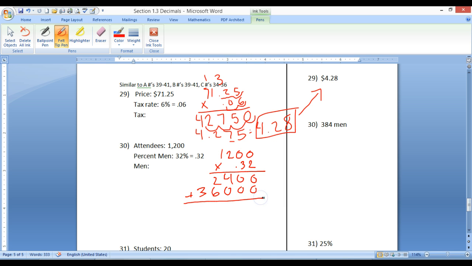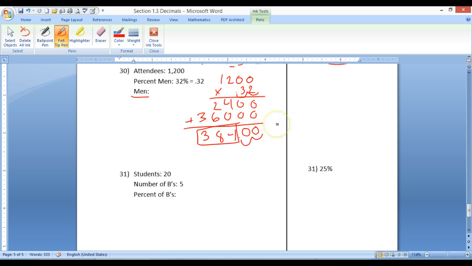Add these up. Down here I have 0, 0, 4, 8, 3. Okay, now I need to just go count how many decimals I have. 1, 2. There's none on the top, so I just need to move the bottom over for my answer over to 2. And I have 384. And this also has a context. It already told me it's men, so I need to label that as 384 men.